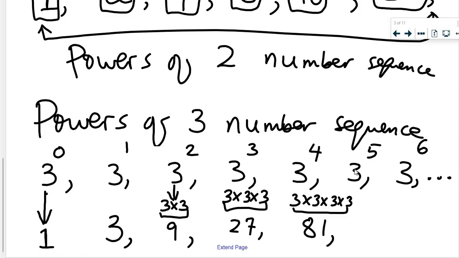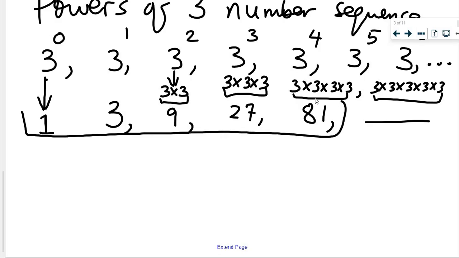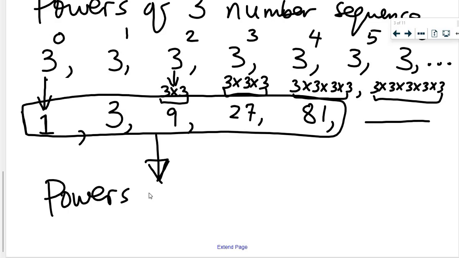To get the next power of 3, you do the same thing. 3 power 5 means 3 into 3 into 3 into 3, 1, 2, 3, 4, one more. And then you calculate this, you get the answer. So, how do we call these numbers? 1, 3, 9, 27, 81. These are the powers of 3 number sequence.